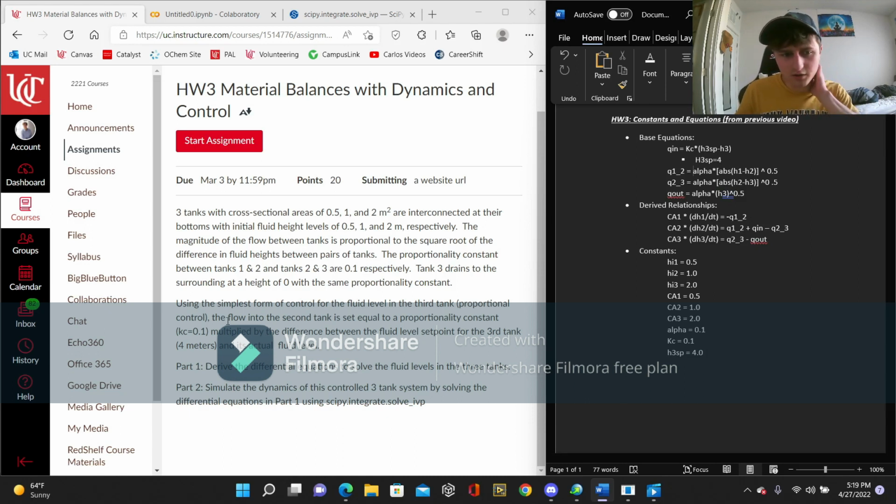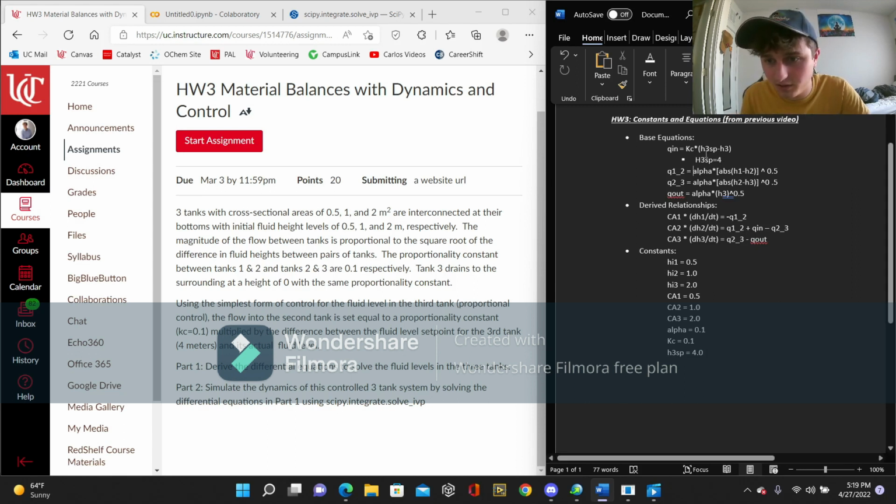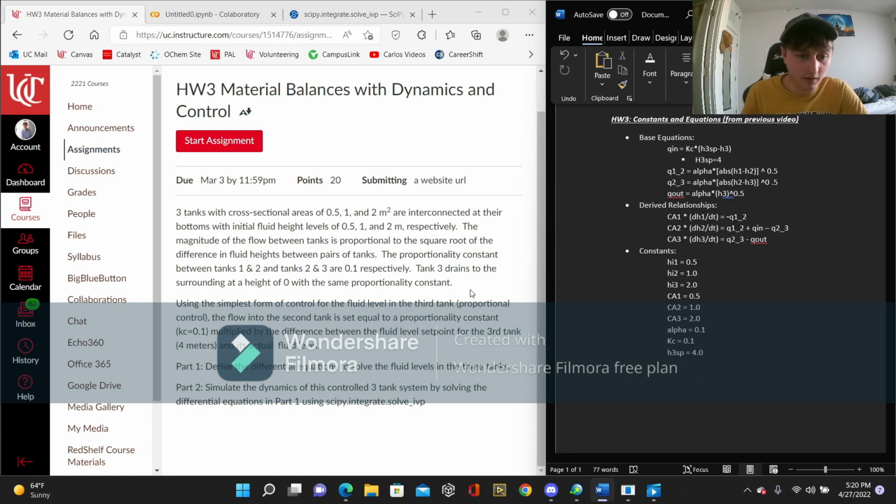All right, moving on. Using the simplest form of control for the fluid level in the third tank, proportional control, the flow into the second tank, which is going to be our Qin, is set equal to the proportionality constant, which is Kc, which we have as a constant on the side, multiplied by the difference between the fluid level set point for the third tank, our H3SP right here, and its actual fluid level, and we have that H3SP is equal to 4. And that's all we need.